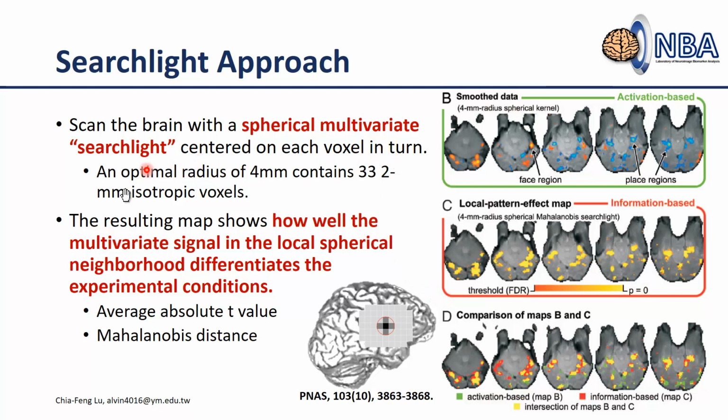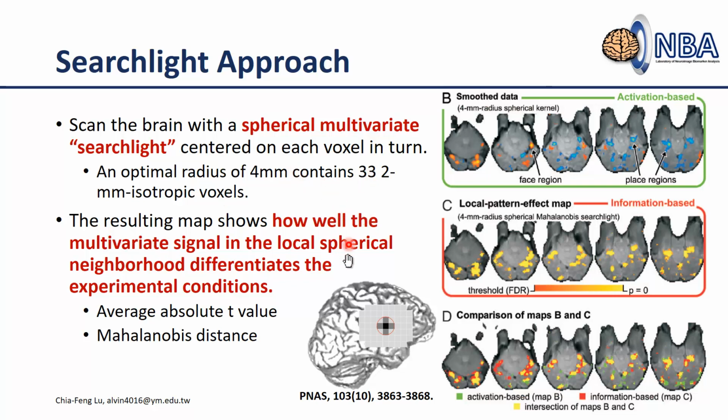So for this kind of Searchlight, they actually use the so-called spherical multivariate Searchlight. That means you will use a spherical region and move it. The optimal radius is around 4 millimeters, and when you use 2 by 2 by 2 isotropic voxels, it will contain around 33 voxels. So each 33 voxels will become the feature set for the machine learning analysis.